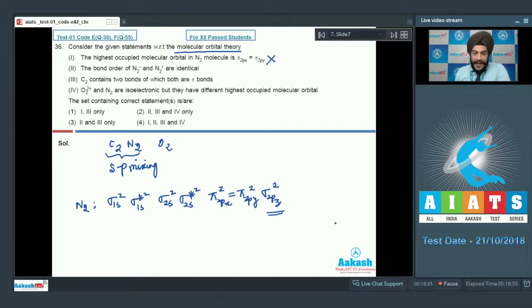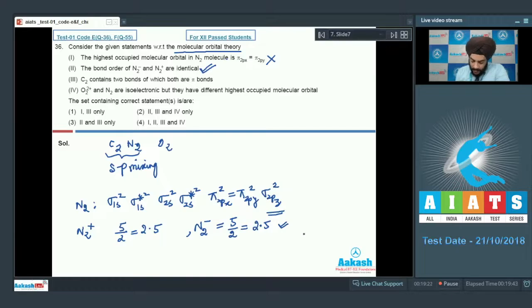So we can look at the next option now. The bond order of N2 minus and N2 plus are identical. Yes, this statement is correct. N2 plus will have an excess of 5 electrons in the bonding orbital, so its bond order will be equal to 2.5. And if we talk about N2 minus, that will also have an excess of 5 electrons in the bonding molecular orbital, so the bond order will be equal to 2.5 again. So the second statement is correct.